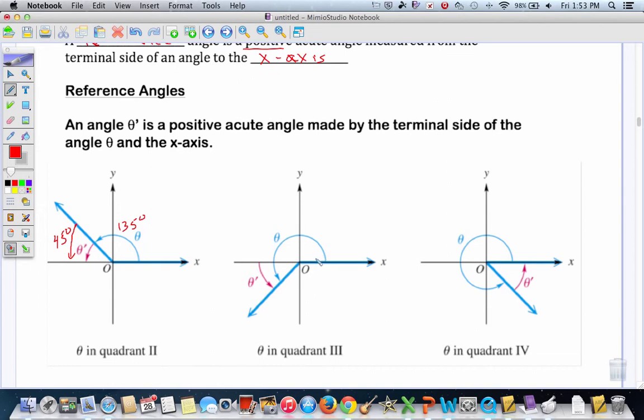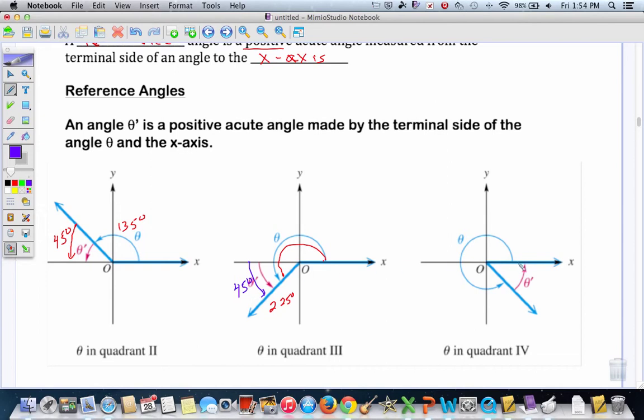Another example here, our second one, you notice the angle is in quadrant 3. That angle might go all the way around and be a 225 degree angle if we measure it in standard position from here all the way around. But as a reference angle, we're measuring that from the x-axis to that terminal side. So once again, we would have that positive acute angle of about 45 degrees.